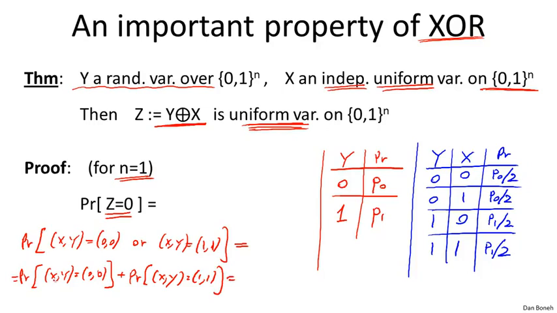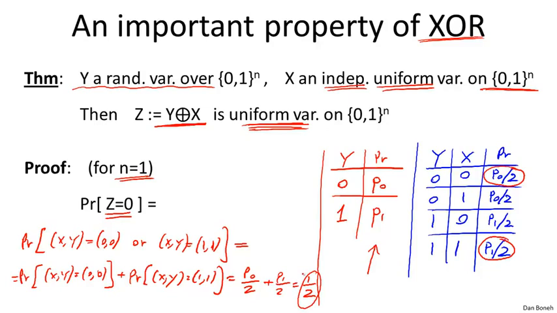So the probability that xy is equal to 0, 0 is simply p0 over 2. And the probability that xy is equal to 1, 1 is simply p1 over 2. So we get p0 over 2 plus p1 over 2. But what do we know about p0 and p1? Well, it's a probability distribution, therefore p0 plus p1 must equal 1, and therefore the sum of these two terms must equal a half. And we're done.